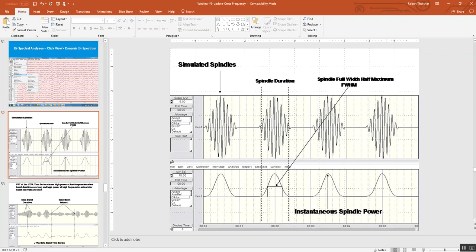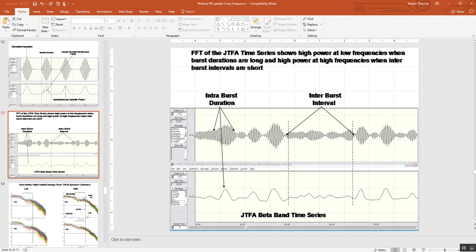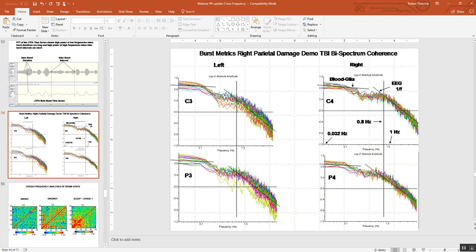This is 0.01 hertz. And we can measure that and quantify it using the Bi-Spectra, where we have the burst activity here, and then we can measure through joint time frequency analysis the ensemble or the average of these bursts. Now this is the inter-burst interval, and this is the intra-burst duration. So we can get information about these metrics.